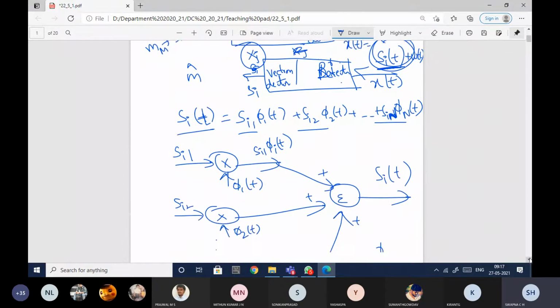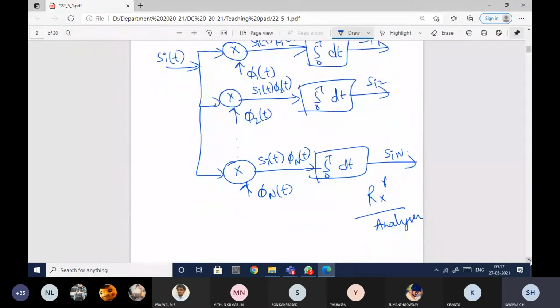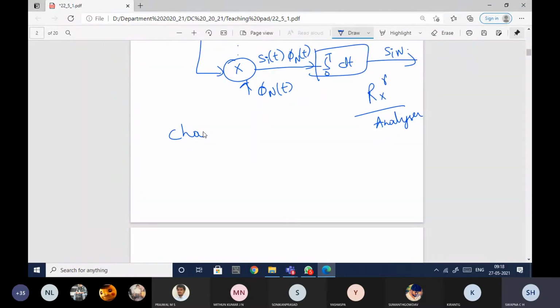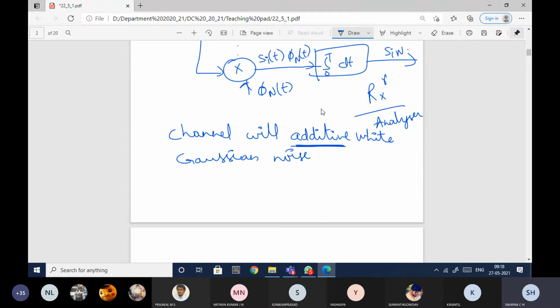Okay, so here I'll just do some analysis. So channel will add additive white Gaussian noise. I've already explained what is additive white Gaussian noise. We call it additive because it is getting added to the signal Si of t. That is the reason, continuously it is getting added with the Si of t signal.